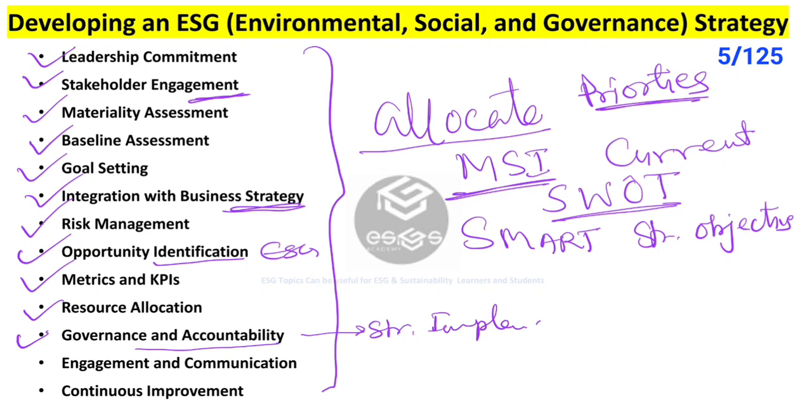In the next step, engagement and communication, we engage with internal and external stakeholders to communicate the organizational ESG strategy based on the components what we have included and discussed so far. So we communicate the organizational ESG strategy, the progress and the performance with transparency and the effectiveness.